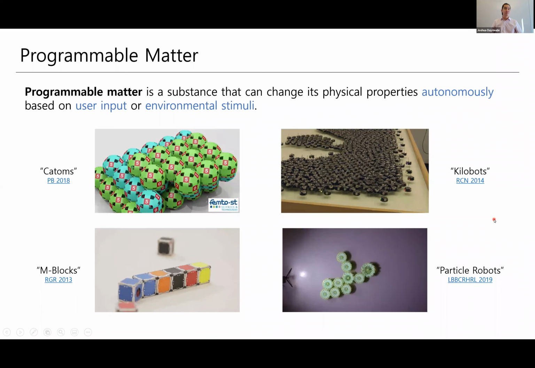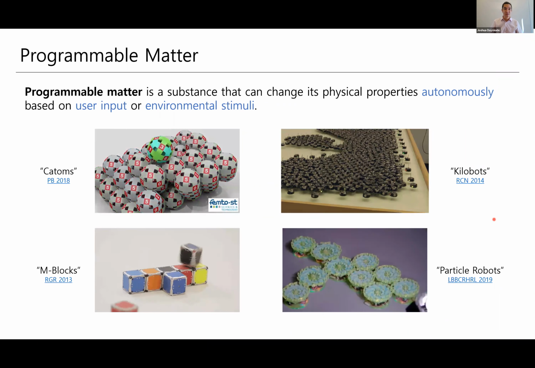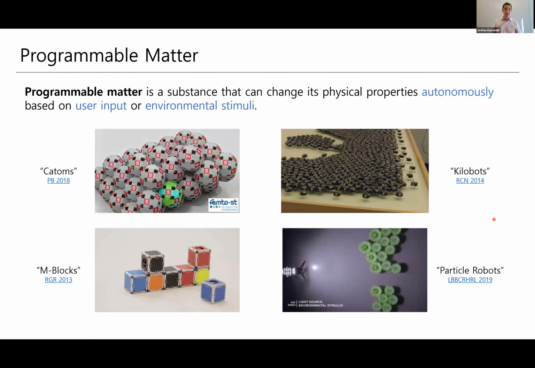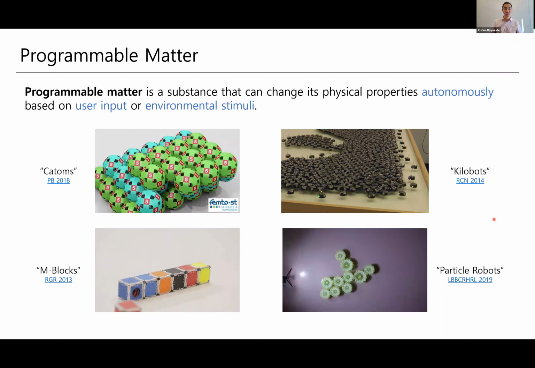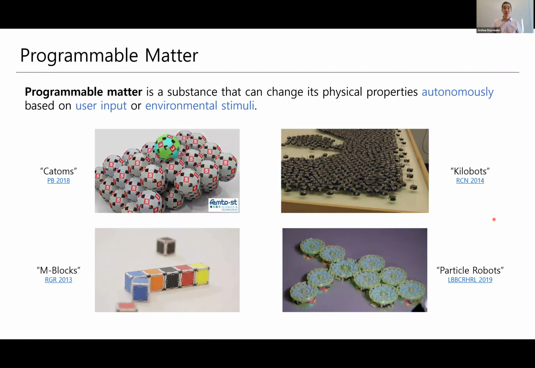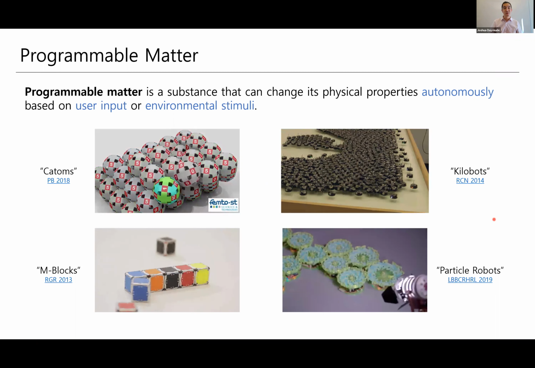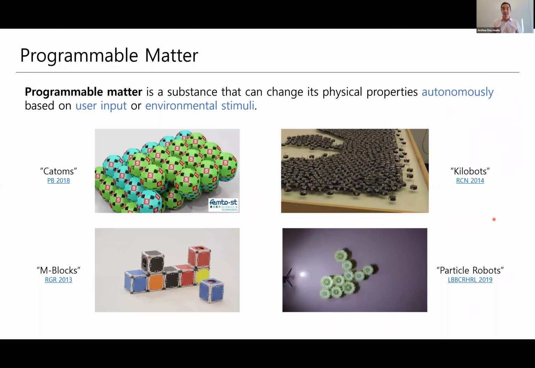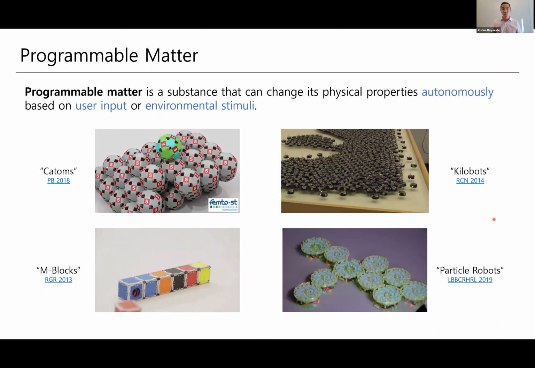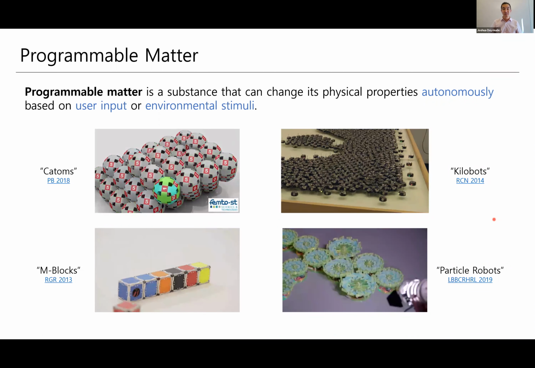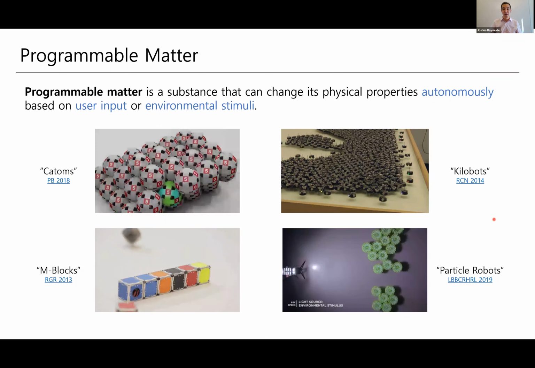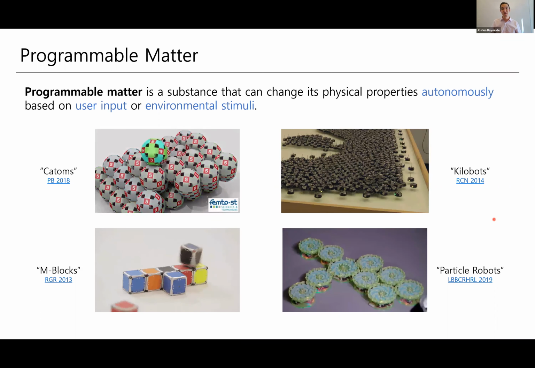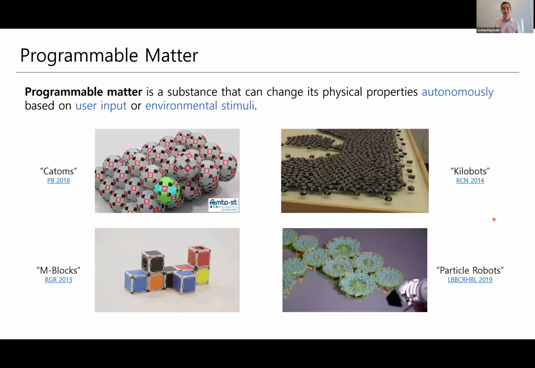The Amoebot model is a model of programmable matter, which is a substance that can change its physical properties autonomously, based either on a user controlling it or in automatic response to environmental stimuli. Computer science and robotics usually consider programmable matter as a modular robotic system where the individual entities are homogeneous robots, and these robots must communicate and move and cooperate to solve some sort of collective task.